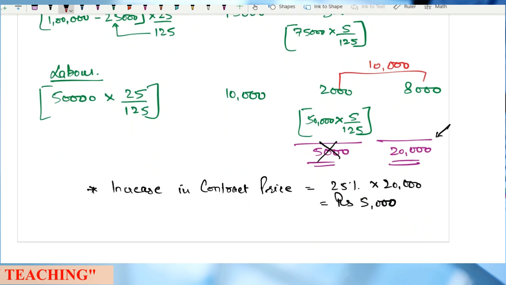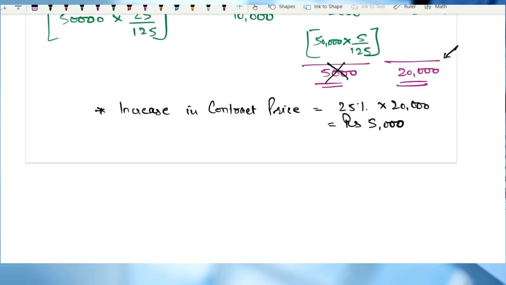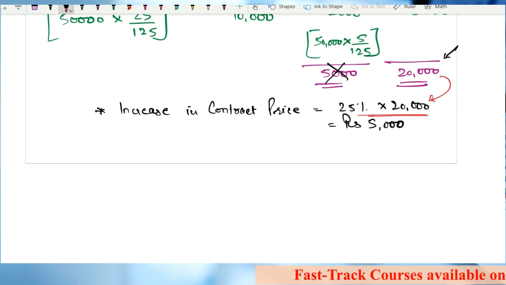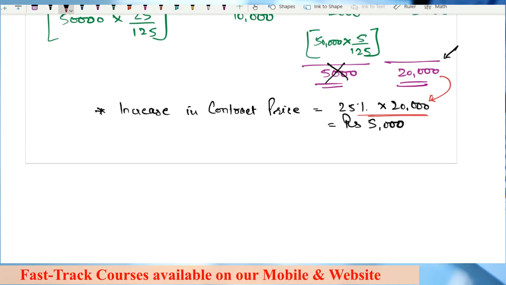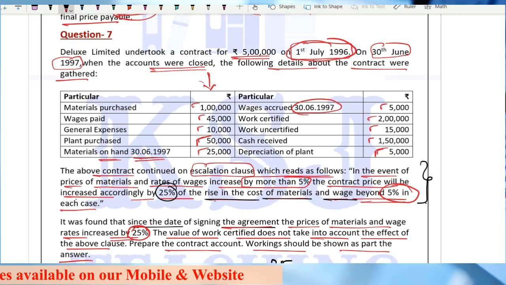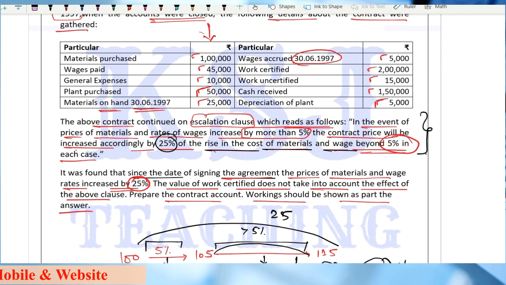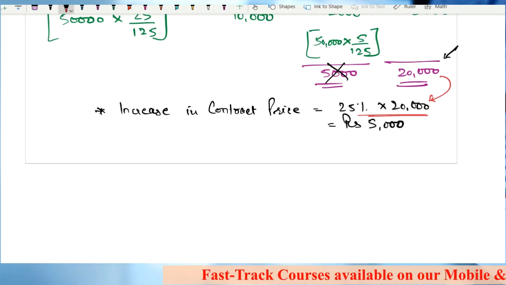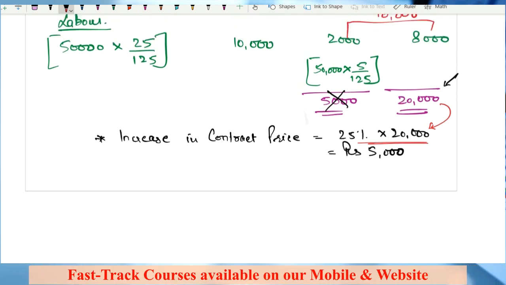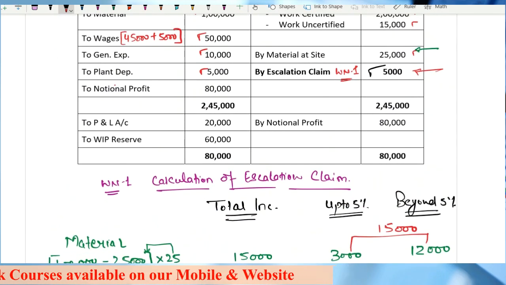Clear? And the last thing that you have to remember is you have to pay only 25% of this 20,000. You don't have to pay the complete 20,000. If you write 20,000 in full, the answer will be wrong, because the question specifically says that the increase will be 25% of the rise in cost of material beyond 5%. Right? So beyond 5%, increase is 20,000. You have to pay 25% of that only. Clear? So from here you will calculate the notional profit easily, 80,000, right?